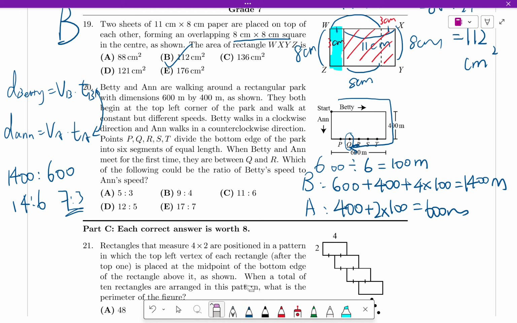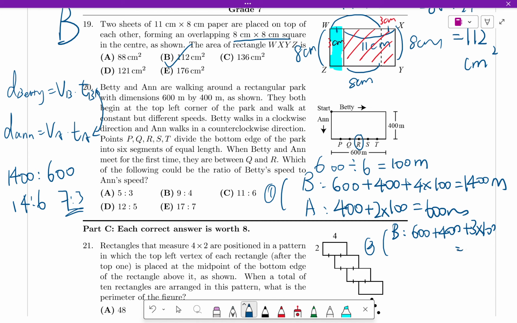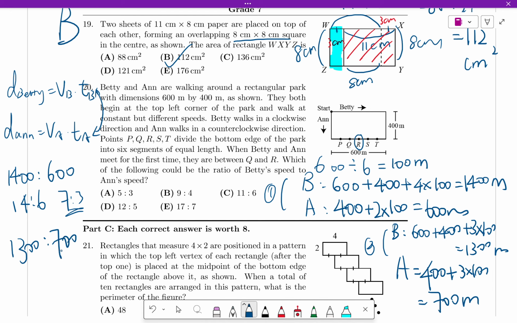Similarly, if we look at if they met for the first time at point R, this is the second scenario, where Betty would walk a total distance of 600 plus 400 plus 3 times 100, which is equal to 1300 meters, and Anne would be walking a distance of 400 plus 3 times 100, which is equal to 700 meters. So then their ratio of speeds would be equal to the ratio of their distances, which is 1300 to 700, which is 13 to 7.